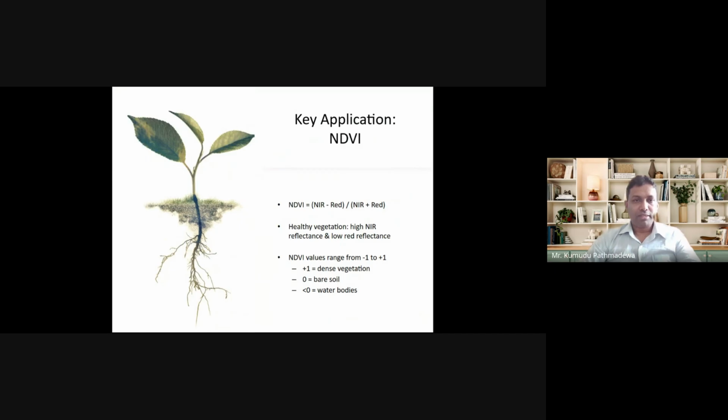NDVI values in the positive range indicate dense, healthy vegetation. Around 0 represents bare soil or very sparse vegetation, and negative values indicate water, built up area or cloud. So this makes NDVI a quick and effective monitoring tool for agriculture fields and forest.